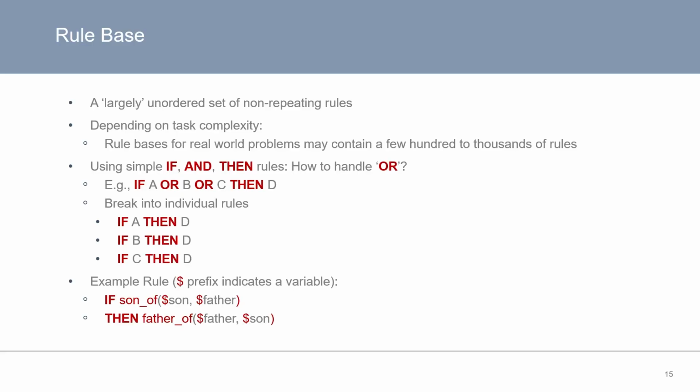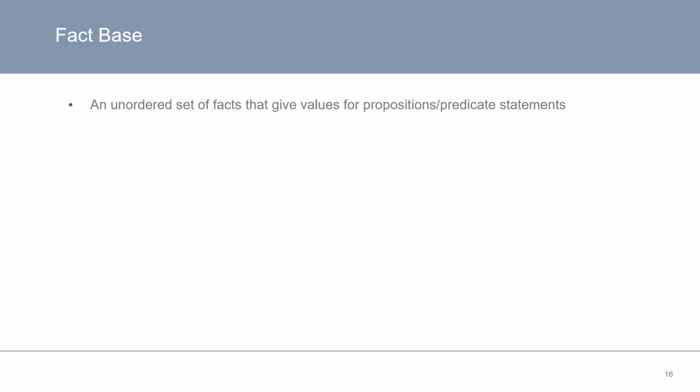Also, here's an example of what a rule's syntax might look like in an expert system rule base. It looks similar to what we'd see used in first-order or predicate logic. The if part of a rule checks the condition of whether a given son is the son of a given father. The then part of the rule then determines that the given father is also the father of the given son. Now let's look more closely at the fact base.